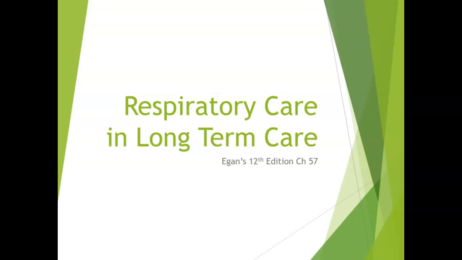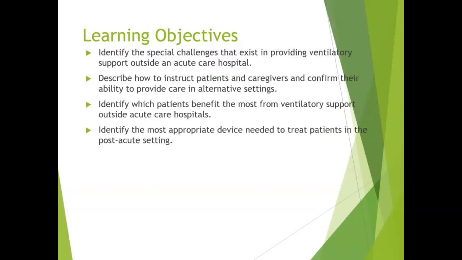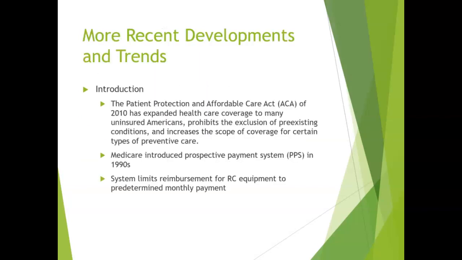It will also cover some of the equipment variations that you're going to see outside the hospital compared to what we're typically used to seeing inside the hospital, and cover some important aspects of patient education and caregiver education before we send our patients home. The information covered in this chapter is chapter 57 in your Egan's book. Just a few objectives. All right.